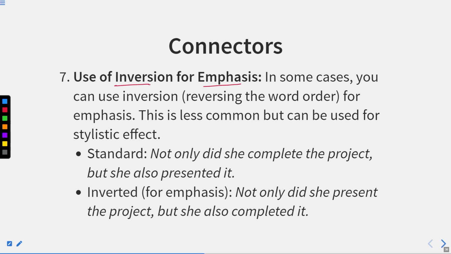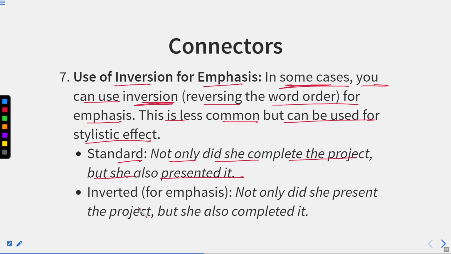Now, use of inversion for emphasis. In some cases you can use inversion, reversing the word order for emphasis. This is less common but can be used for a stylistic effect. Standard: "Not only did she complete the project, but she also presented it." Inverted for emphasis: "Not only did she present the project, but she also completed it."